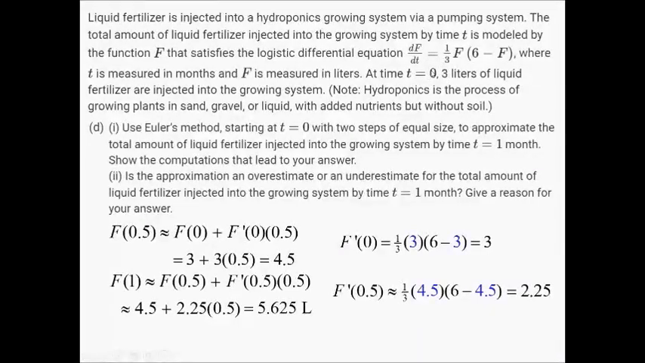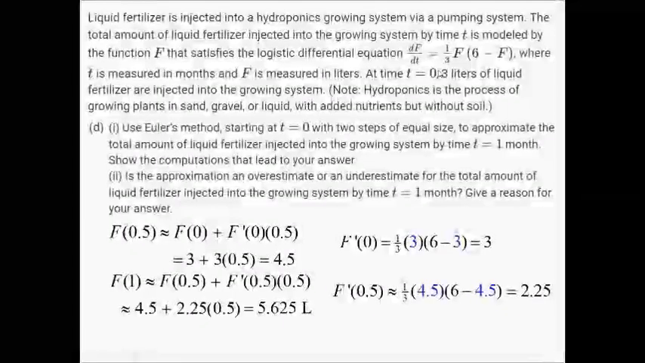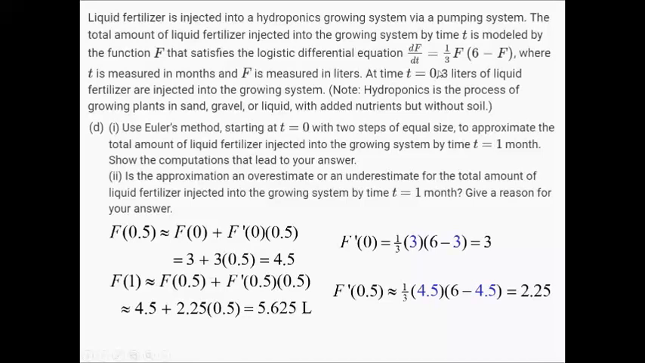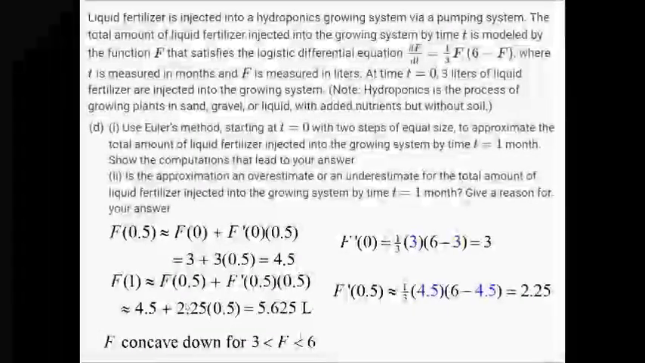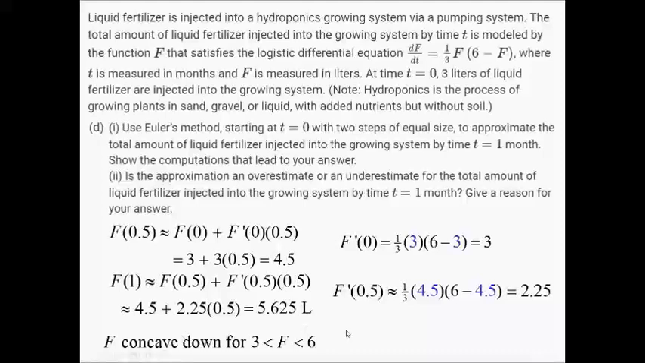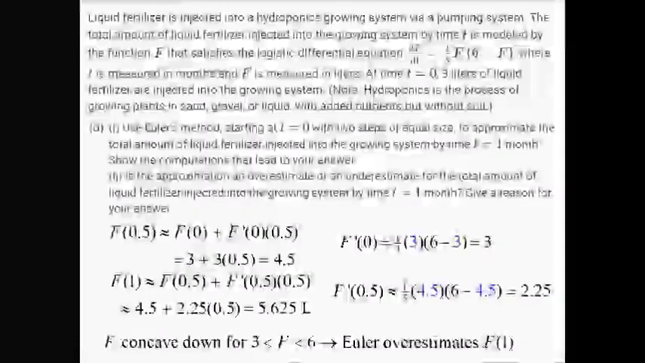Since that's happening at time 0, that means that everything after time 0, our graph is going to be concave down. It's going to be on that concave down part of the logistic curve after the point of inflection. So that means specifically for this problem, between values of f from 3 to 6, we're going to be concave down. We're going to be concave down on the interval, the t interval, from 0 to 1. So since we have a concave down function and we're using basically a tangent line on it, that means we are going to overestimate the true value of f of 1.